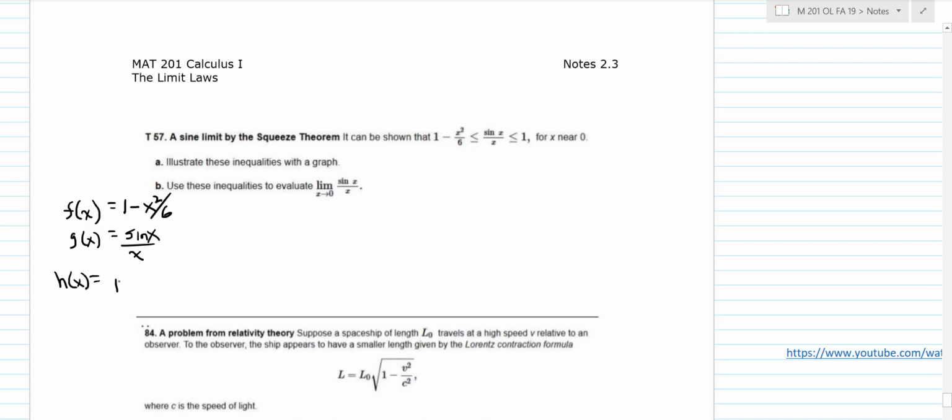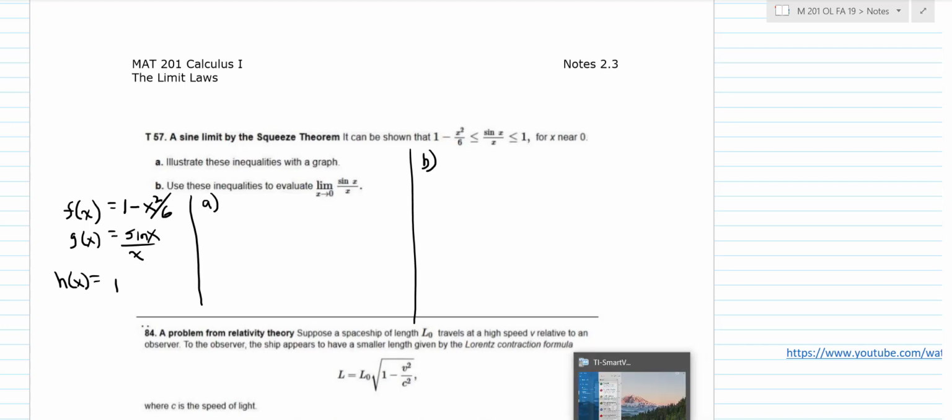Okay, so just do a graph, and then use the squeezing theorem to find the limit of sine x over x as x goes to 0. It's a very similar example. So I'm going to pause the video, you do the same thing, and see what you get.